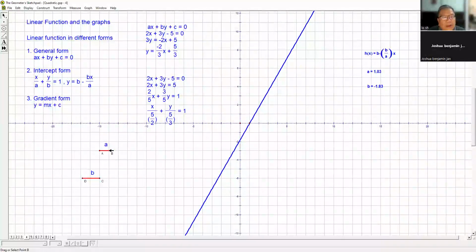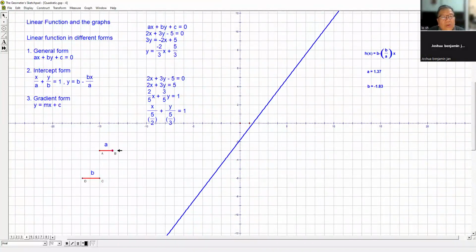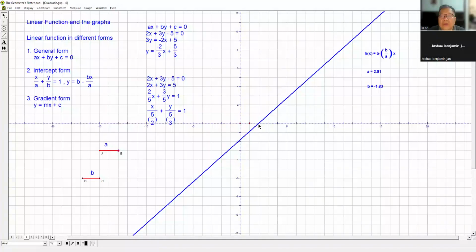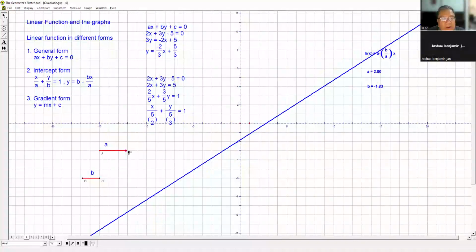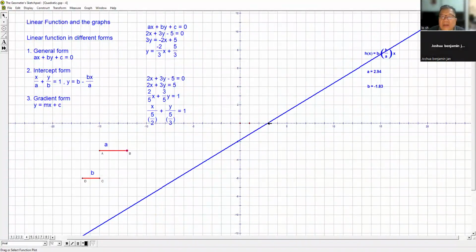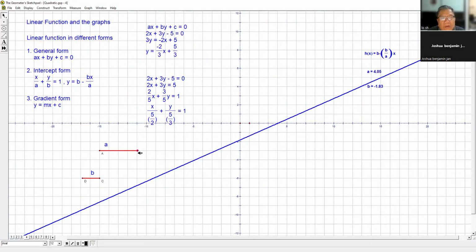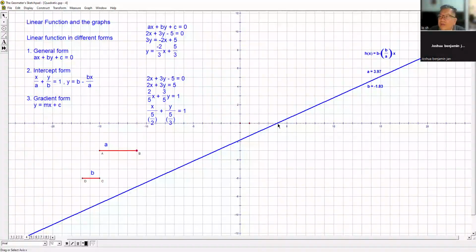Now I put 1. I put 2. So the y-intercept is 2. Let's say the A equals to 3. The x-intercept is 3. Let's say 4. The y-intercept is 4. That's the x-intercept is 4. So A here represents the x-intercept.